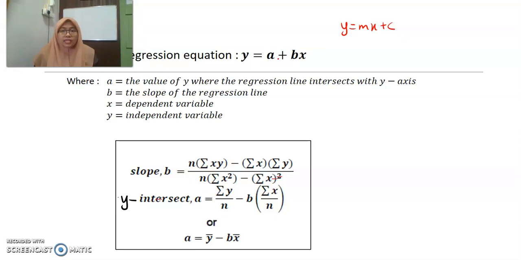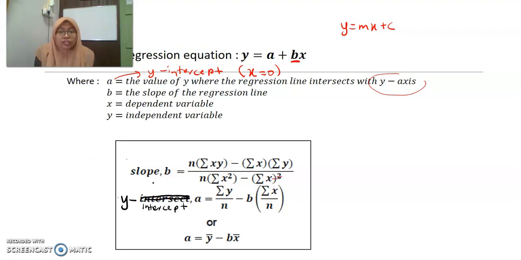So a and b can be any constant, where a here is the value of y where the regression line intersects with y-axis. That means a is the y-intercept, pintasan y. Okay. Intercept is a point where the x value equals to 0. And for the b constant here, it is the slope of the regression line, gradient of the regression line. Okay. And x is our dependent variable, y is our independent variable.